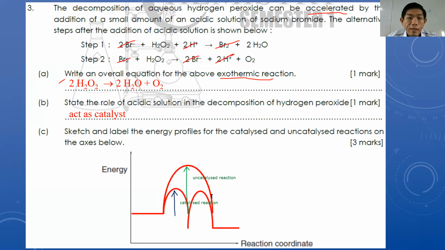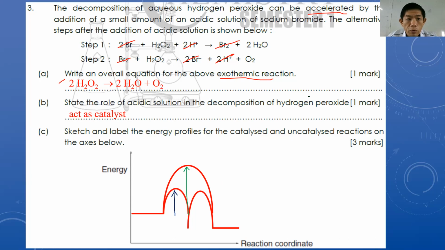It is determined from the number of steps. Since the catalyzed reaction is made of 2 steps, you have 2 loops here, whereas the uncatalyzed reaction is made by 1 single step. Therefore, there is only 1 loop here. So this is how you determine when there are 2 loops and when there is 1 loop. This is how you are going to draw the energy profile for the reactions.